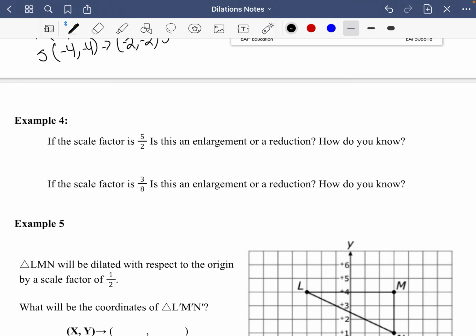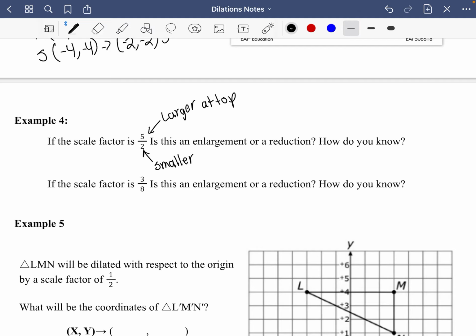Looking at example 4, we just want to label whether we have an enlargement or a reduction. It says if the scale factor is 5/2, is it an enlargement or reduction? And how do we know? You remember when I talked about regular fractions? Regular fractions have a smaller number at the top and the big number at the bottom. But if we look at this one, we have the larger number at the top, smaller at the bottom. Because that happened, that is an improper fraction.